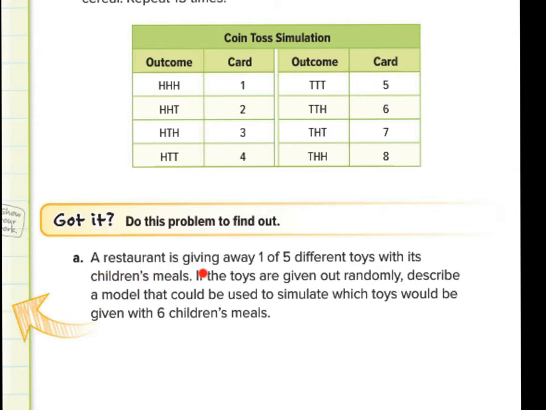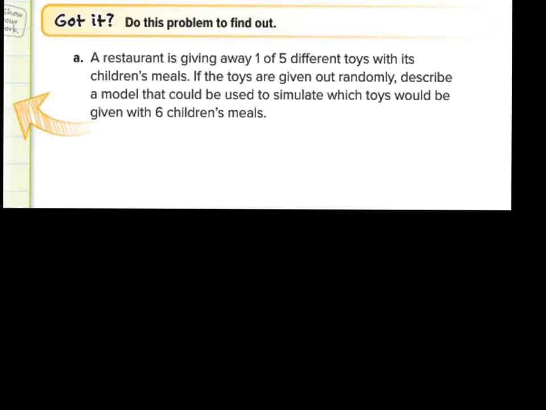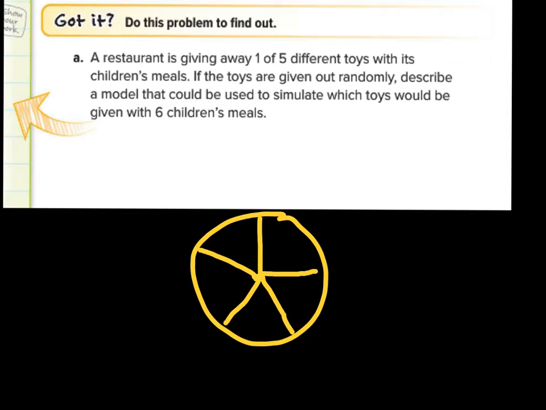A restaurant is giving away 1 of 5 different toys with its children's meals. So 1 of 5. So there's 5 different toys. If the toys are given out randomly, describe a model that could be used to simulate which toys would be given with 6 children's meals. So 6 children's meals. Because we have 5 different outcomes, right? 5 different outcomes with 6 trials. What we could use is a number wheel where we divide the wheel into 5 different equal parts. So it would look like that.